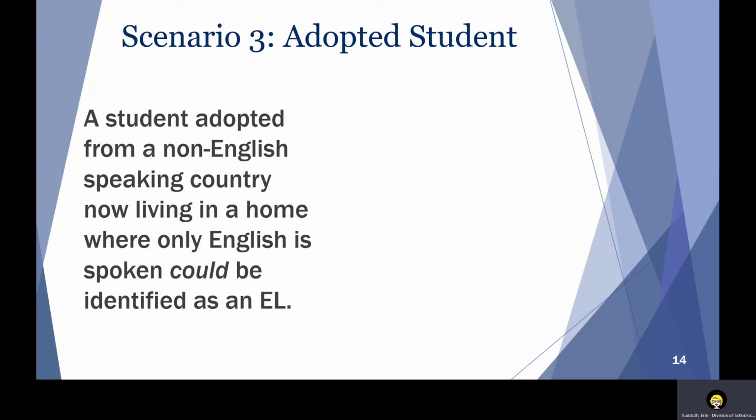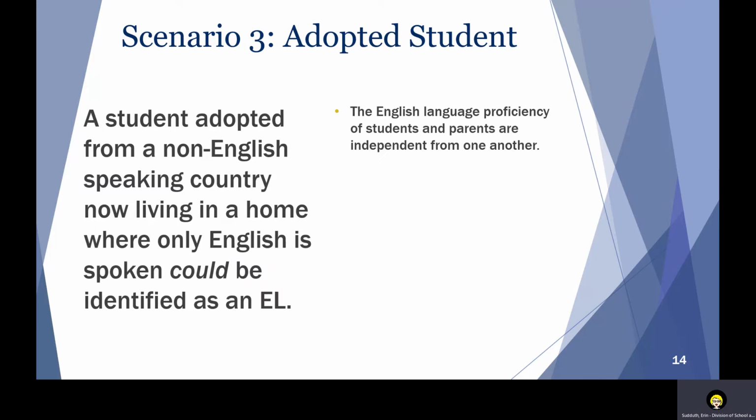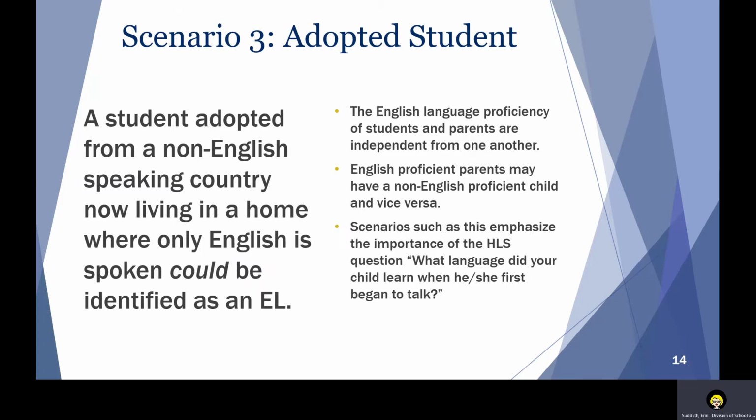Scenario 3: a student adopted from a non-English speaking country now living in a home where only English is spoken could be identified as an EL. The English language proficiency of students and parents are independent from one another. English proficient parents may have a non-English proficient child and vice versa. Scenarios such as this emphasize the importance of the HLS question: what language did your child learn when he or she first began to talk?